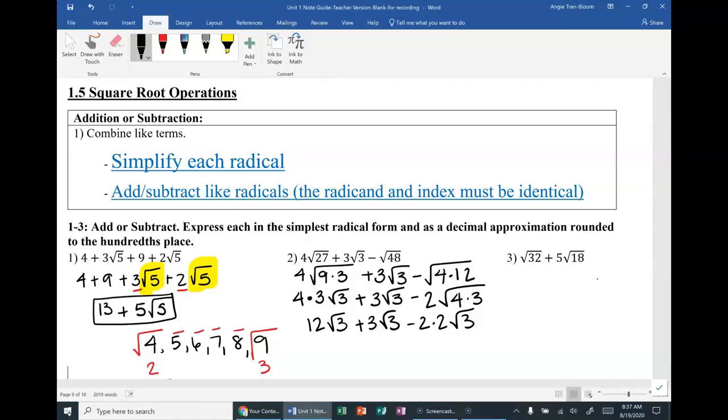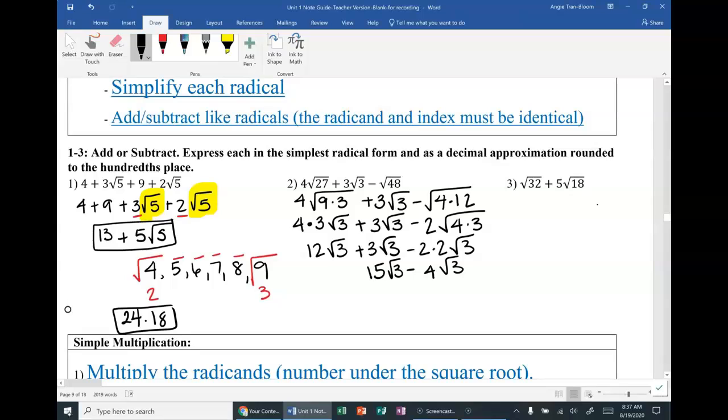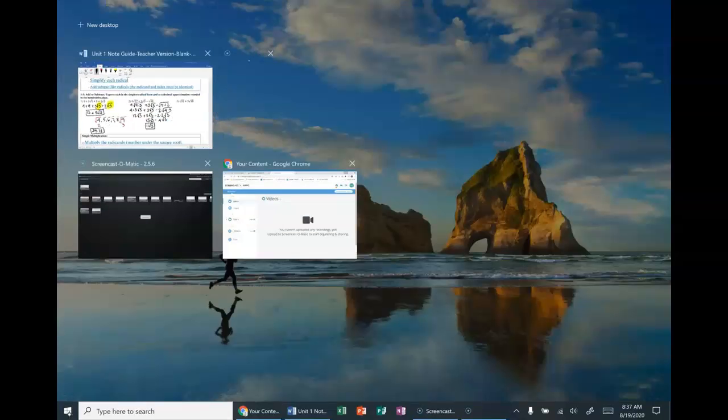12 rad 3 plus 3 rad 3, that's going to be 15 radical 3. Take away 4 radical 3, that will give me 11 rad 3. That's the simplest radical form that we can have. Now it's our job to go and try to find the calculator and enter that in. Why don't you practice, enter that in, and then see if you can match my answer.